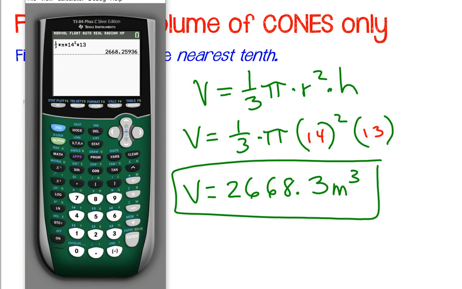All right, so let me back up. Let's pretend you don't have a fraction button on your calculator. Well, you could simply use these parentheses here if you do have that. I'm going to type parentheses 1 divided by 3, close the parentheses, times pi times 14 squared times 13. So even if you don't have a fraction button, you can use the division bar to show the 1/3.